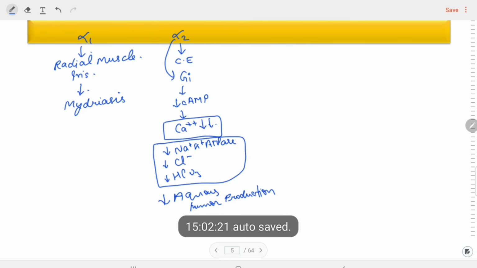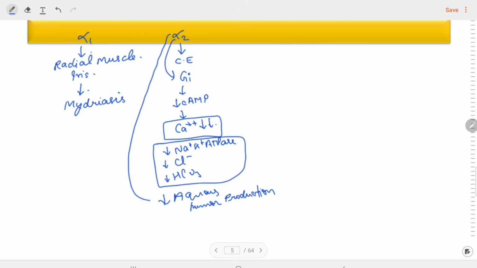So the activation of alpha 2 will lead to a decrease in aqueous humor production, and whenever aqueous humor production decreases, the patient gets relief in glaucoma. So a drug which can cause activation of the alpha 2 receptor is brimonidine, and this drug mainly acts on the alpha 2 receptor and leads to a decrease in aqueous humor production.